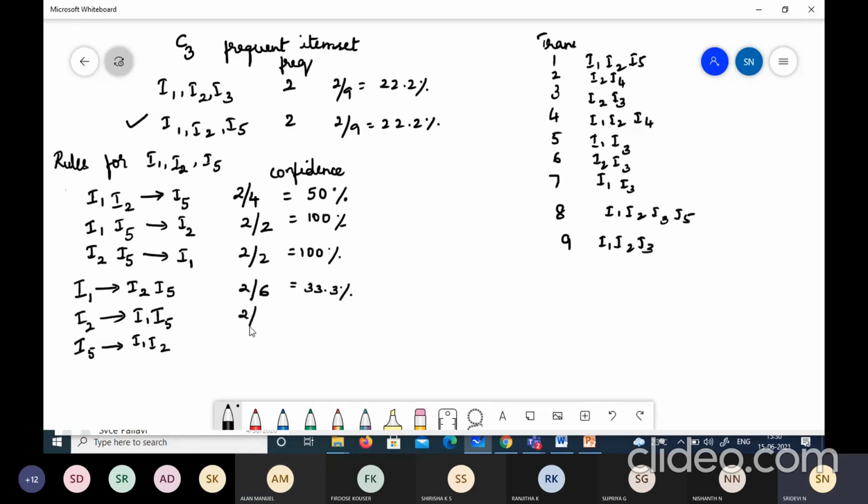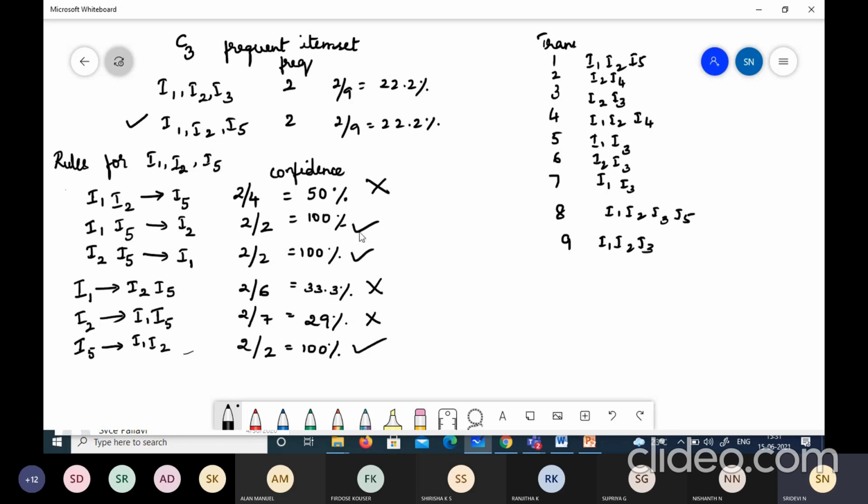33.3%. For this I2, 7. So it will be around 29%. Yes. Now for this last one, 2 divided by I1. So it is 100%. So which are the rules which we can keep and others we can discard? We discard these rules because their confidence is less than 70%, and we will take these 3 rules.